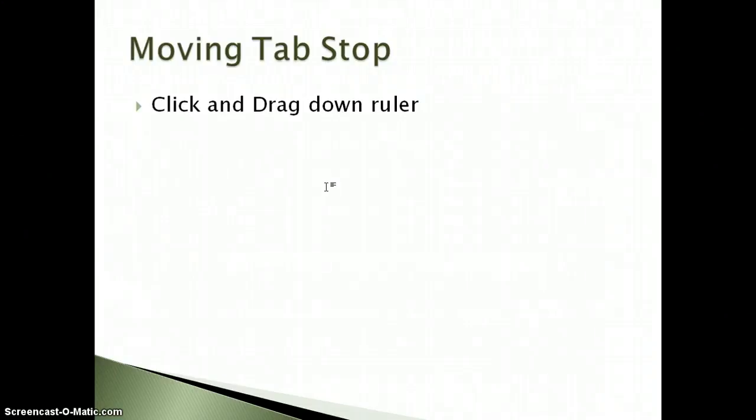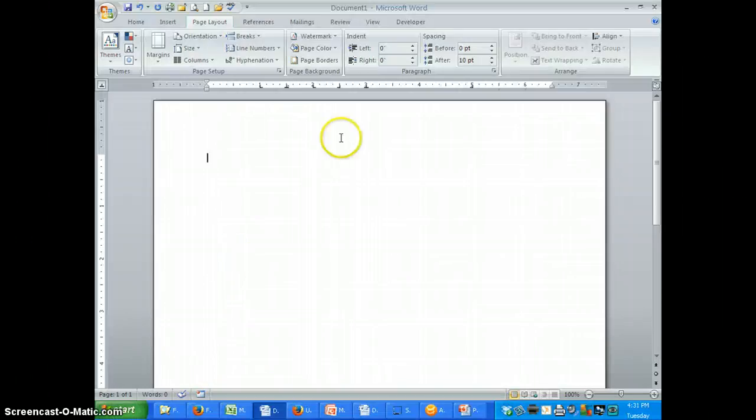The next thing we're going to look at is how you move a tab stop marker. Interestingly enough, it is very easy. All you have to do is click on the tab stop marker in question, slide it along your ruler to where you want it to be, and let go. That's it. Just click and drag. Click on the one you want and drag it.